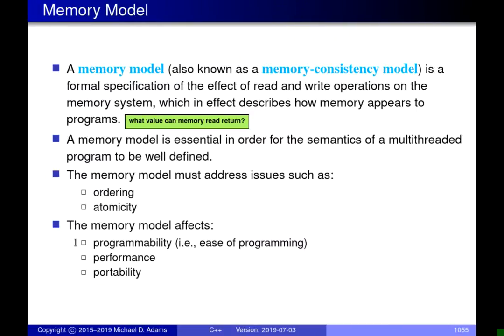The particular memory model that's used has three important consequences. One of them is the ease of programming, in other words, the programmability of the system. Generally speaking, the stronger the guarantees made by the memory model, the more constraints it places on itself, the easier it is to write correct code that works properly. The downside is that the stronger guarantees it makes, the more performance is likely to degrade, because there are fewer optimizations that it can perform. Therefore, the performance is likely to be much worse.